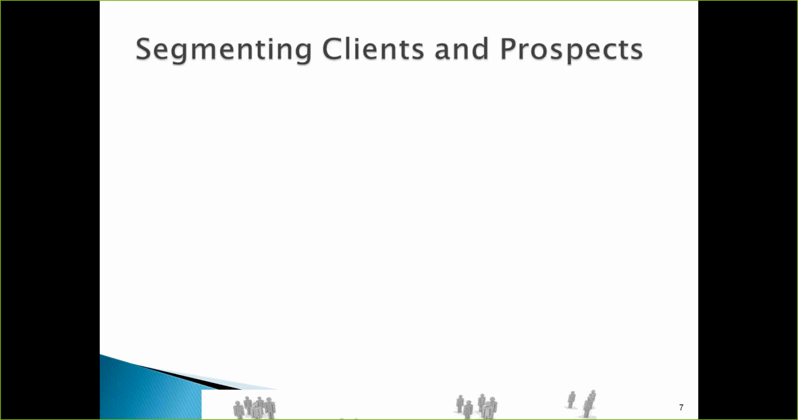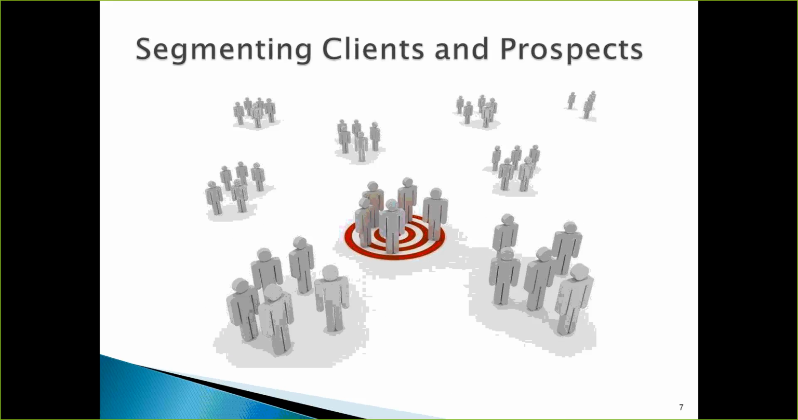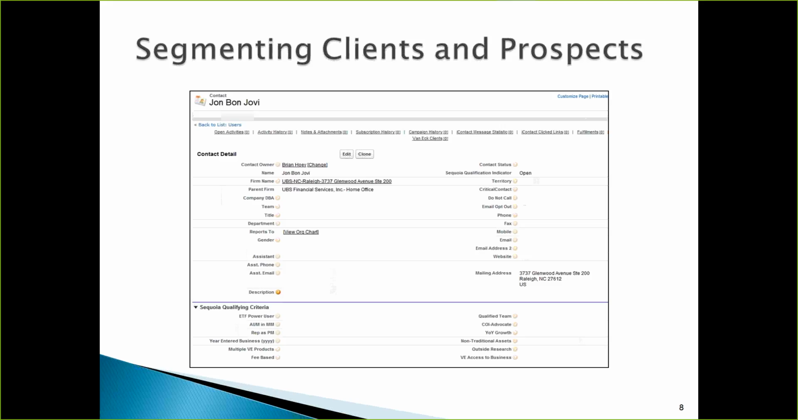All right, segmenting clients and prospects. We've got two different ways that we do this. Basically, number one is by using the contact status, which you see up here in the upper right-hand corner. The second is by using the Sequoia qualifying fields.